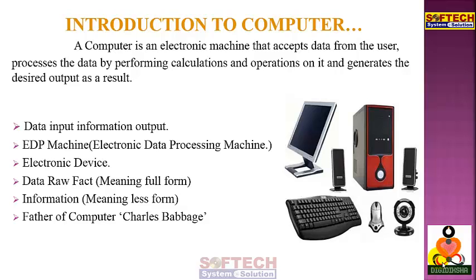Next, raw data, raw facts. Information is the meaningful form. The computer cannot give all the definitions of that, but it can give clear and accurate values for the input and output. The father of the computer was Charles Babbage.